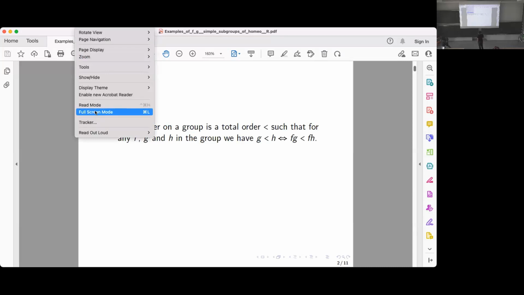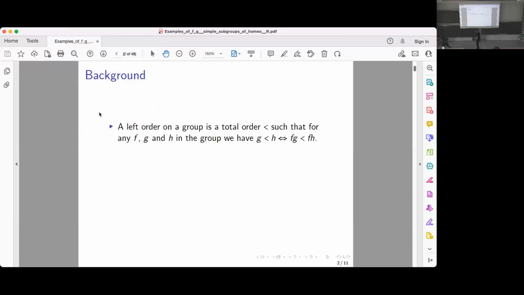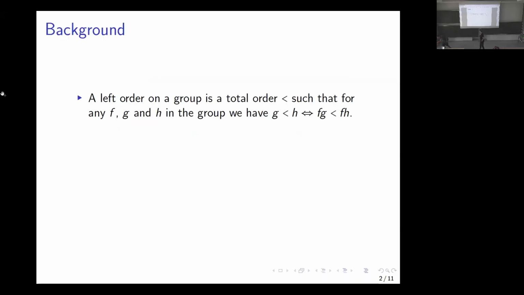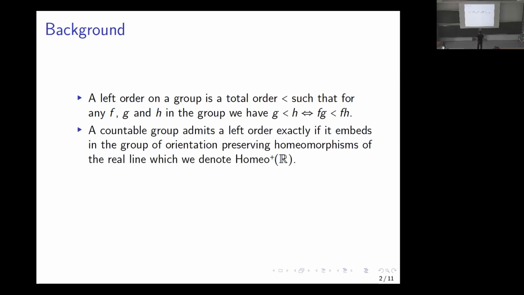First of all, I should say what left ordered means. I think this was in an earlier talk, but I'll say it again. A left order on a group is a total order on the group such that left multiplication preserves the order. And as was also said in an earlier talk, for countable groups, having a left order is exactly the same as embedding in the group of orientation preserving homeomorphisms of the real line.